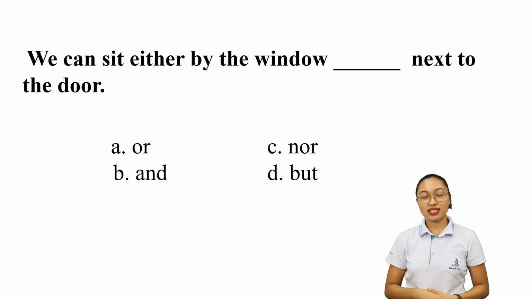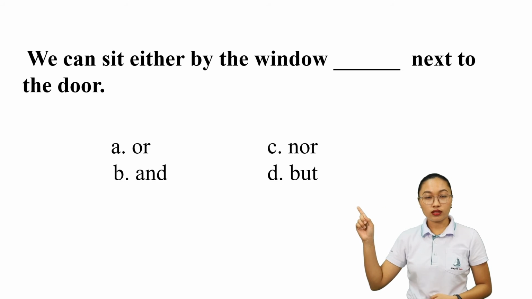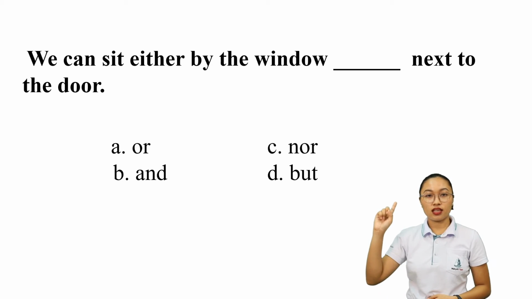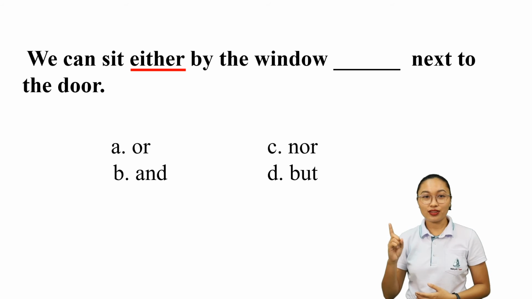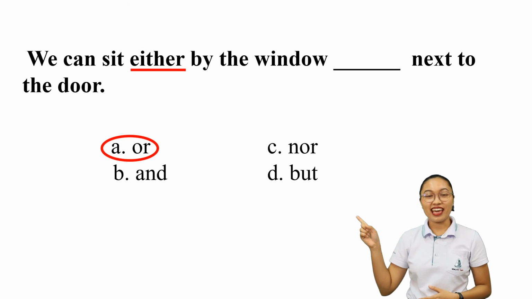Let's have these examples. First, we can sit either by the window, blank, next to the door. A, or; B, and; C, nor, or D, but. The sentence gives an obvious clue, which is either. Well, either is always paired with or, so the correct answer is A, or.